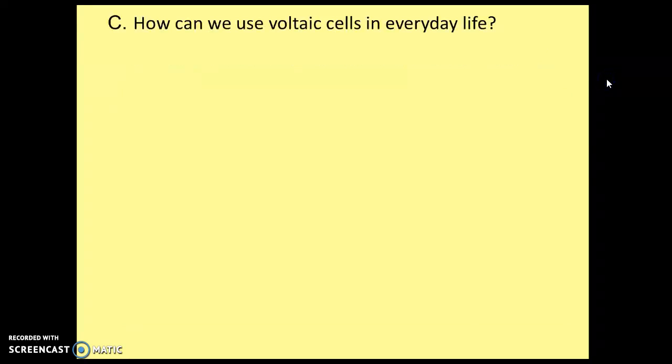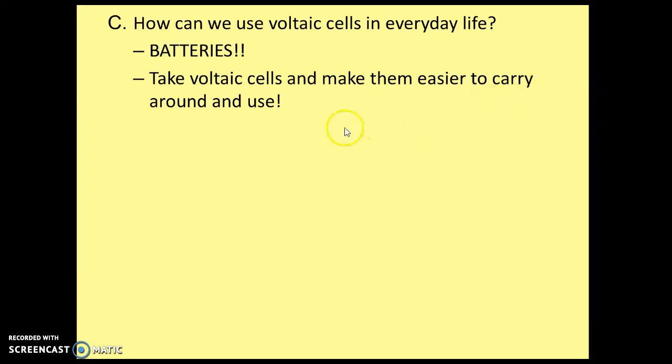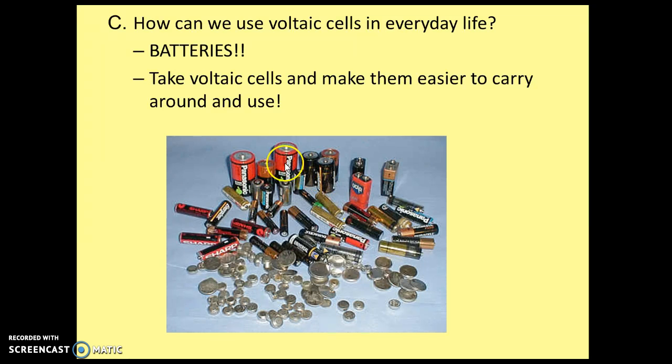How can we use these voltaic cells in everyday life? Well, that's easy. We use them in batteries, taking voltaic cells and making them easier to carry around. So obviously it'd be really hard to carry a couple beakers and a salt bridge and electrodes in your pocket, but we could put these in a nice compact battery. And they use the same procedure, except they don't use a liquid, they use paste. That's why we call them dry cells.